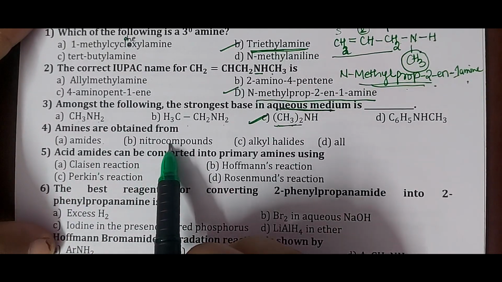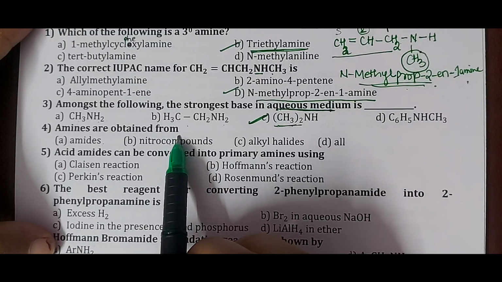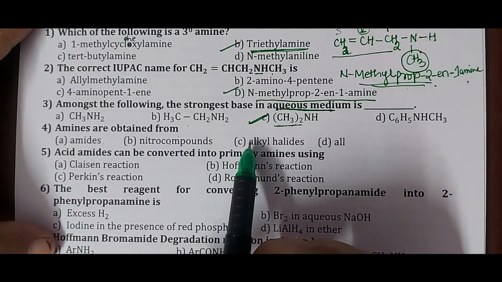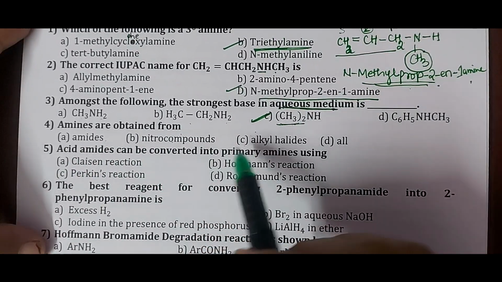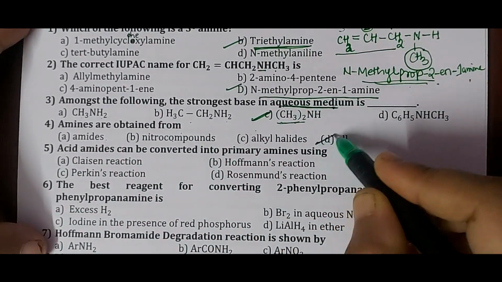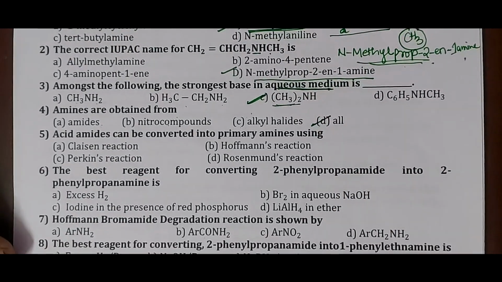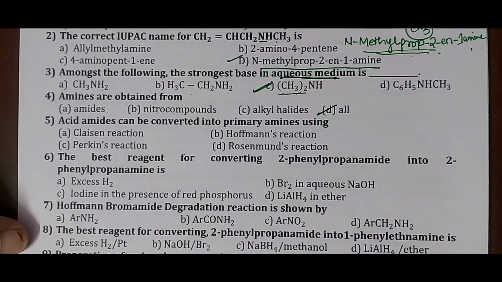Amines are obtained even from nitro compounds by hydrogenation reaction, and even from alkyl halides by carrying out ammonolysis reaction. So amines are obtained from all the three reactions. Hence the correct answer is option D, all. Next, if we go with question number 5.